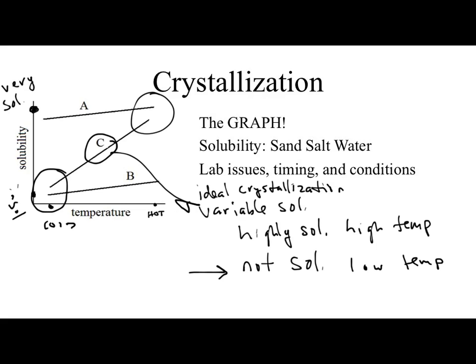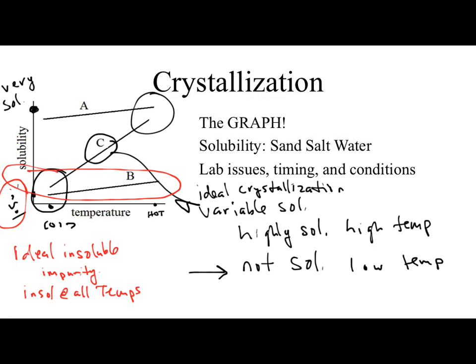Okay, what if I changed the question though? What if I asked, instead of the ideal crystallization, I asked for the ideal insoluble impurity? The ideal insoluble impurity is going to have what characteristics? Insoluble, that makes sense, at all temperatures. So we could go back up, and we're looking at insoluble, which would mean, since we very nicely wrote that on there, we need to have something that matches down below. What's the only thing that matches?